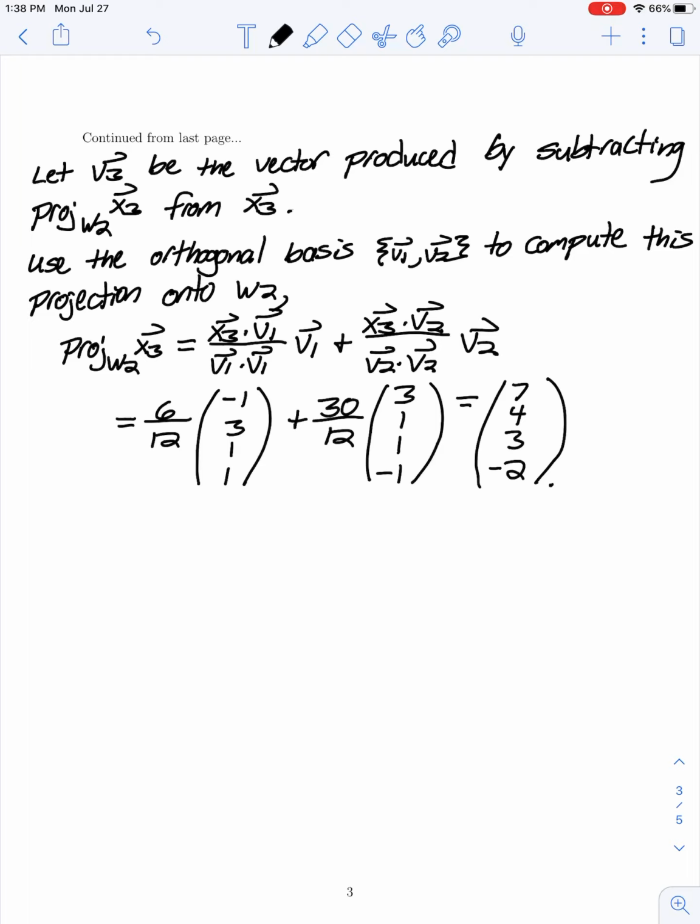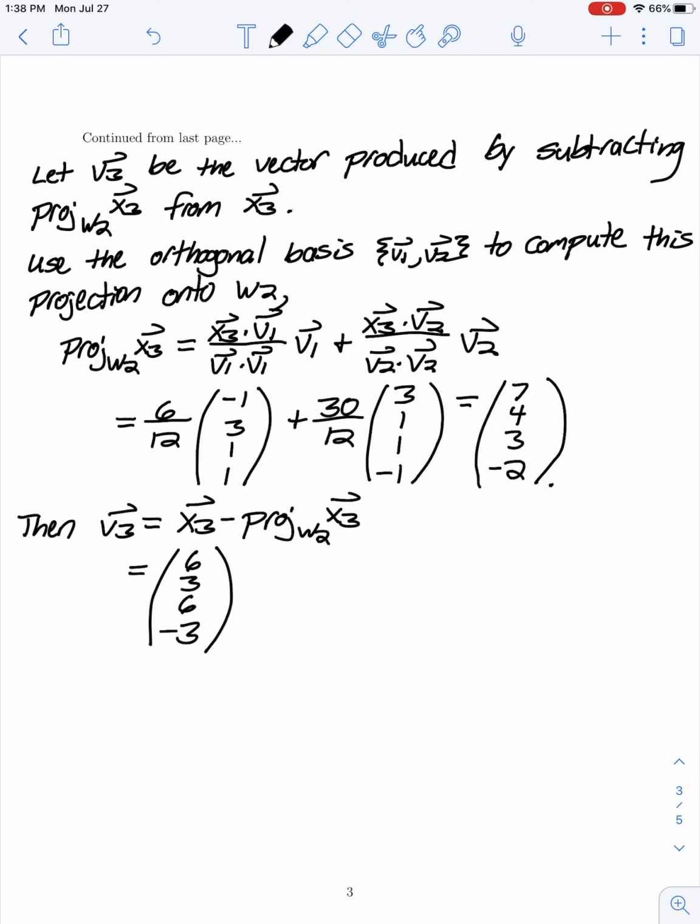So now the vector v3 is defined by taking x3 minus this projection of x3 onto W2. So x3 was the vector 6, 3, 6, -3. That is the third column of our matrix. And then we are subtracting the projection that we just found, which was 7, 4, 3, -2. And that gives us the vector -1, -1, 3, and -1.